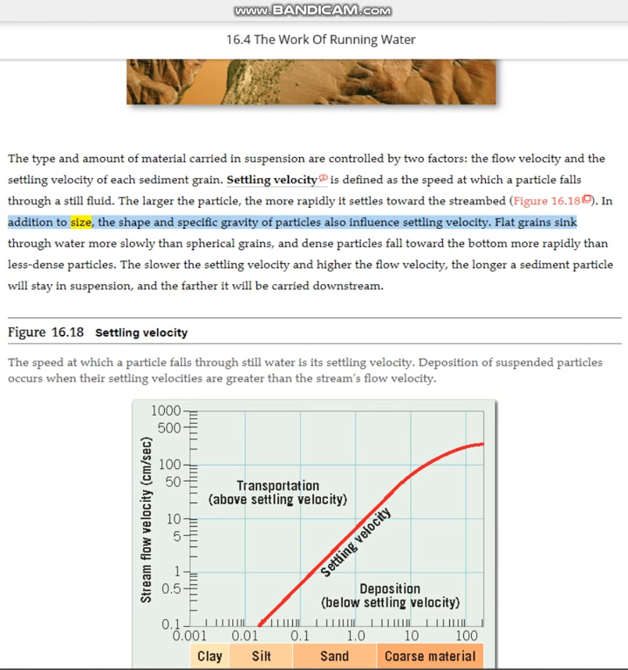In addition to size, the shape and specific gravity of particles also influence settling velocity. Flat grains sink through water more slowly than spherical grains, and dense particles fall toward the bottom more rapidly than less dense particles. The slower the settling velocity and higher the flow velocity, the longer a sediment particle will stay in suspension, and the farther it will be carried downstream.